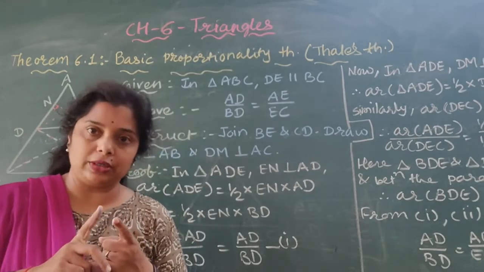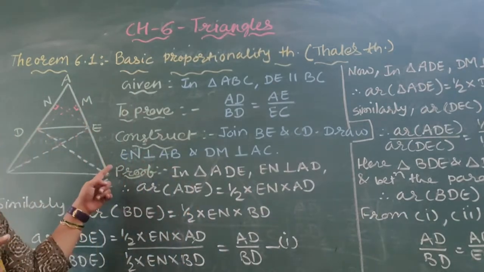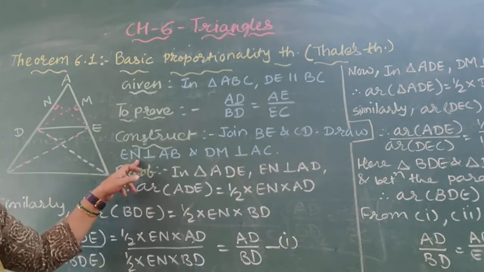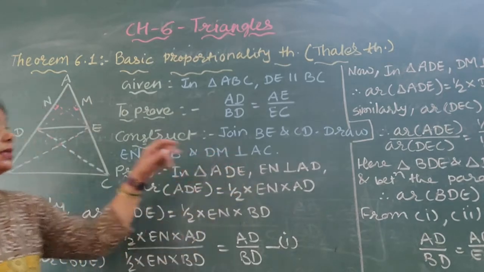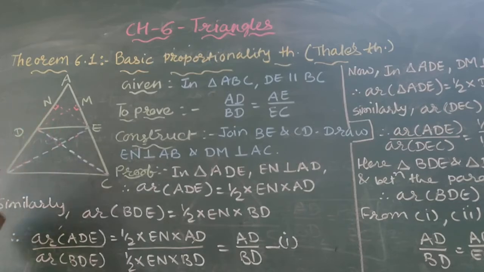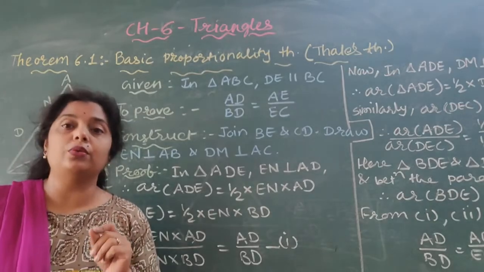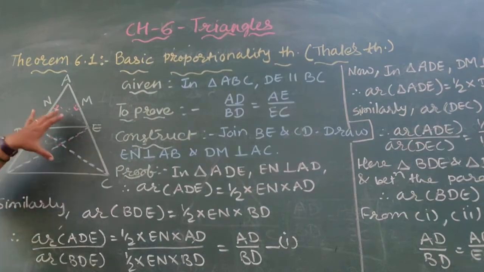First of all we have to join EB and CD. Then the second thing is to draw a perpendicular EN on AB and DM on AC. As they are perpendicular, you must show a right angle here. These are such minute things that you have to take care of, otherwise the examiner may cut your marks. Okay, so this is the perfect diagram right now.